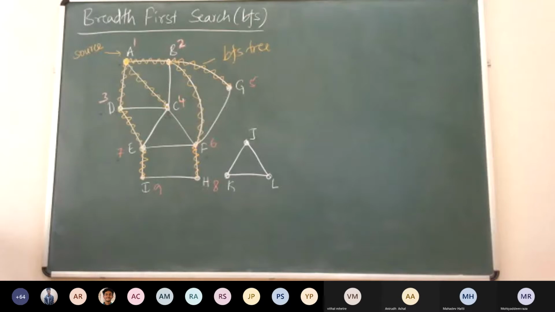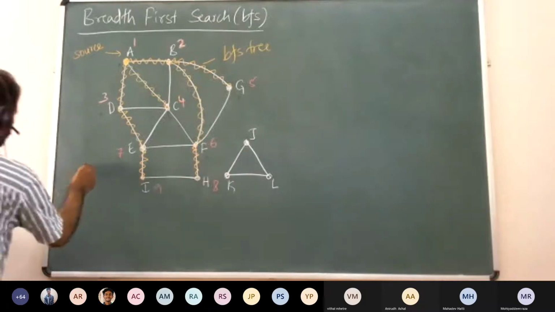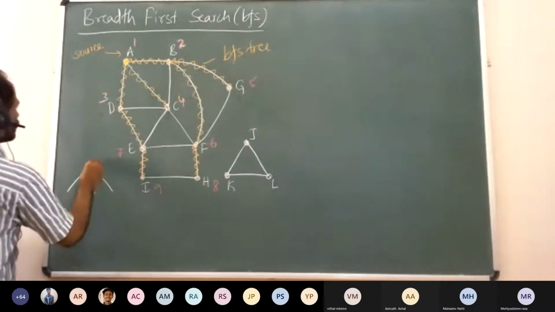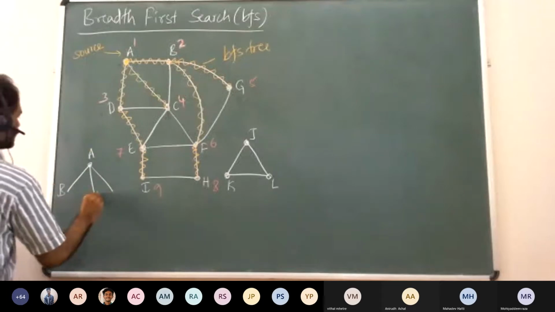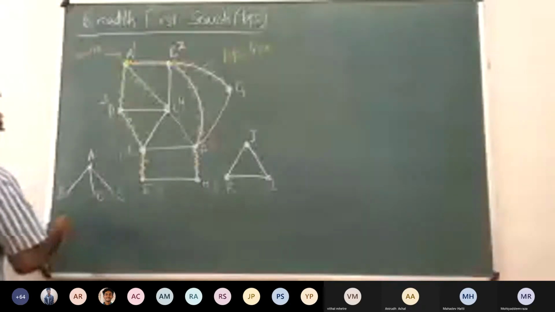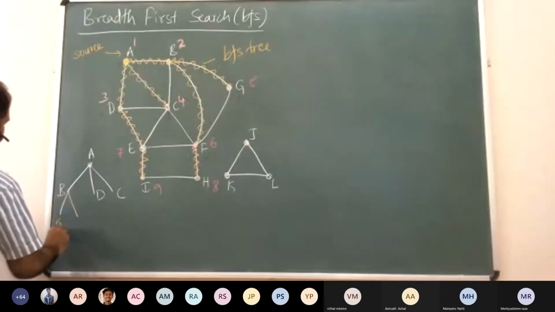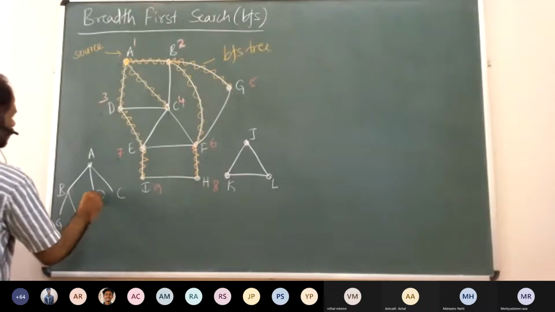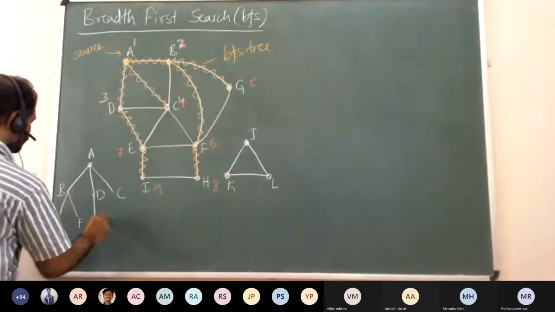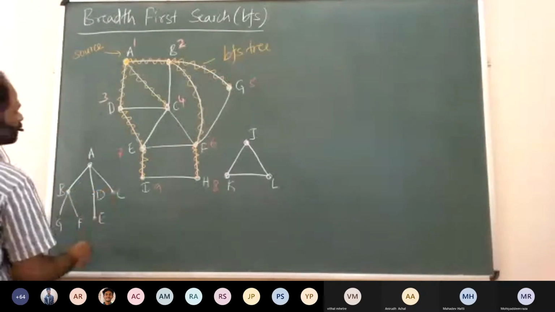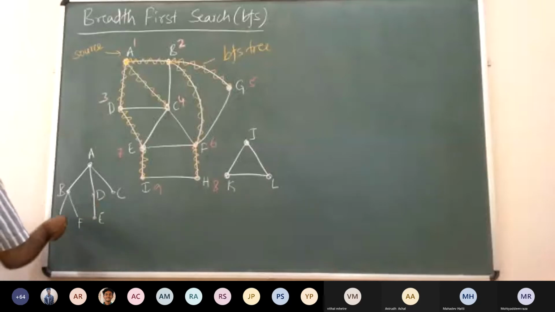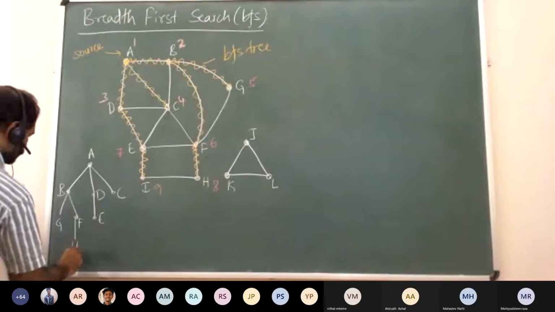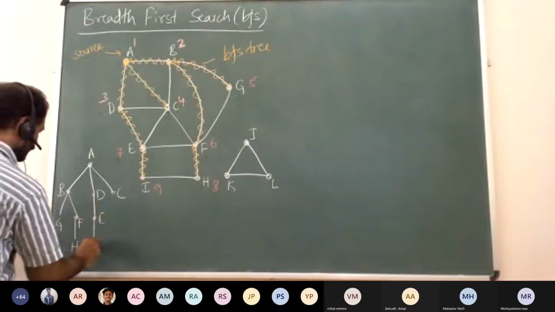Okay, now, once we have this tree, we would also like to know the levels of the tree. So we will take the tree. The tree looks like this: A, then B, D, C. With B there is G and F. With D there is E. With C there is nothing. With G there is nothing. With F there is H, and with E there is I.